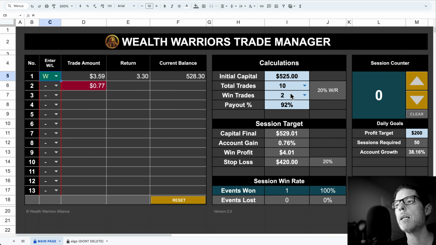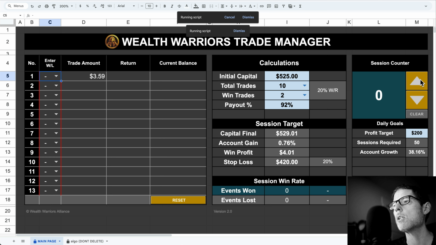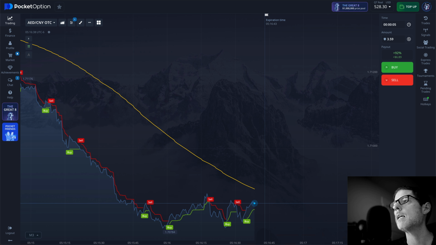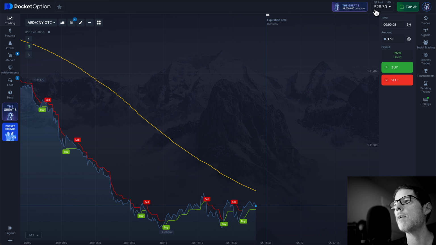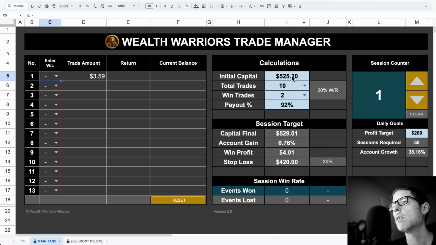Now, based on my settings, which are pretty conservative, not the most conservative settings, it says the next trade amount is less than $1. You can see it in red here. And because of this, we can't really trade with less than $1 inside Pocket Option. So what I'm going to do is just reset this. Let's mark one session completed. I will take my balance, what it is now, which is 528.30, and enter that up here.